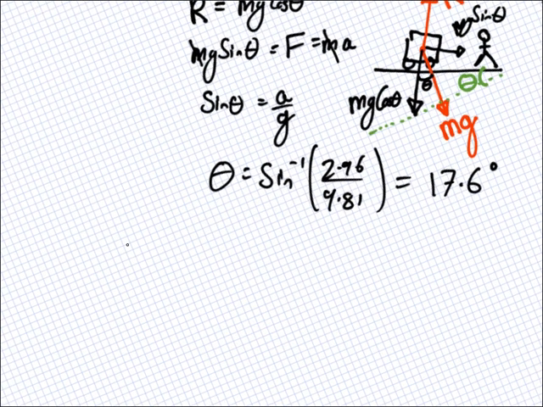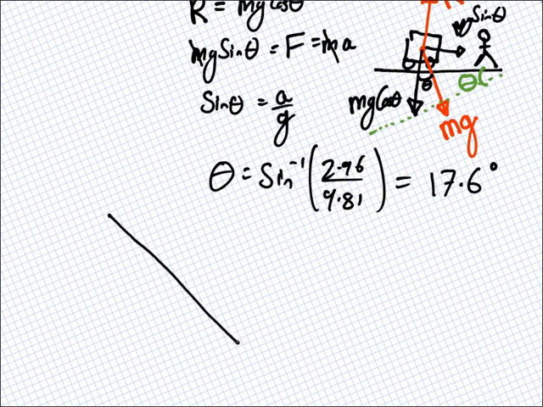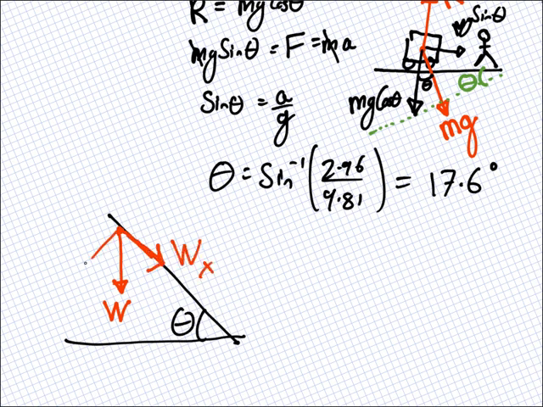So I'll draw it a little bit simpler. There's the plane, there's the ground, there's theta. And then let's say here's the weight. The weight has a component this way, I'll call that WX, and this one here we'll call WY. Is that okay so far?